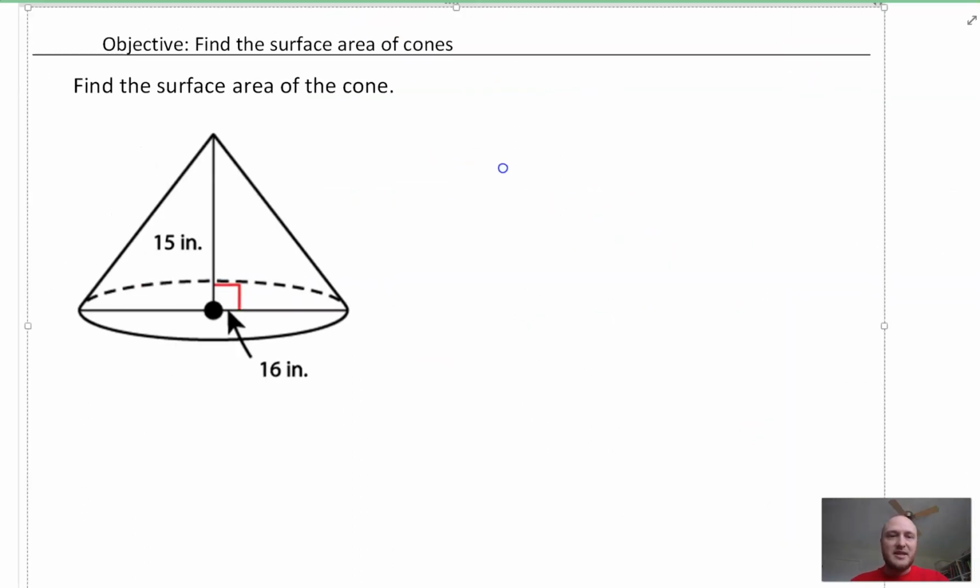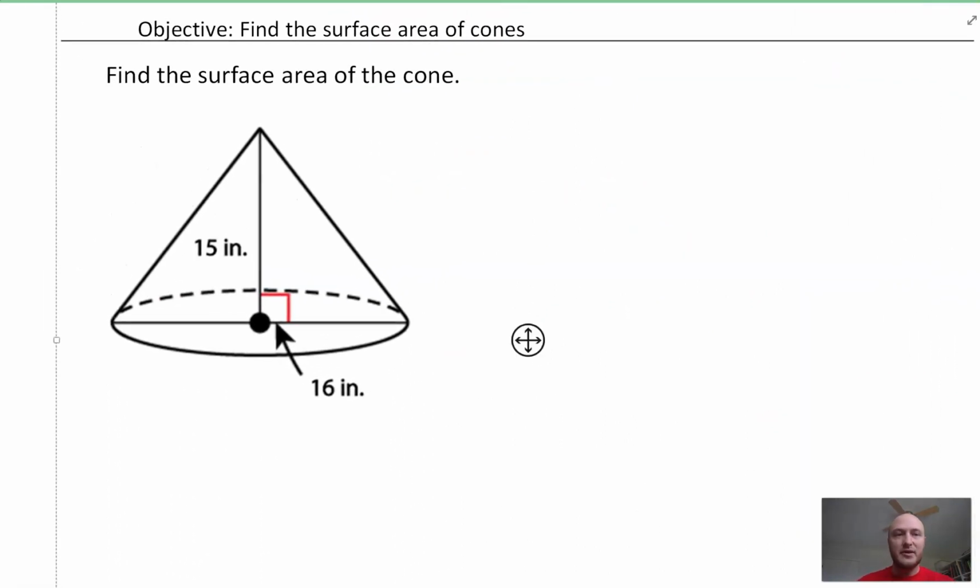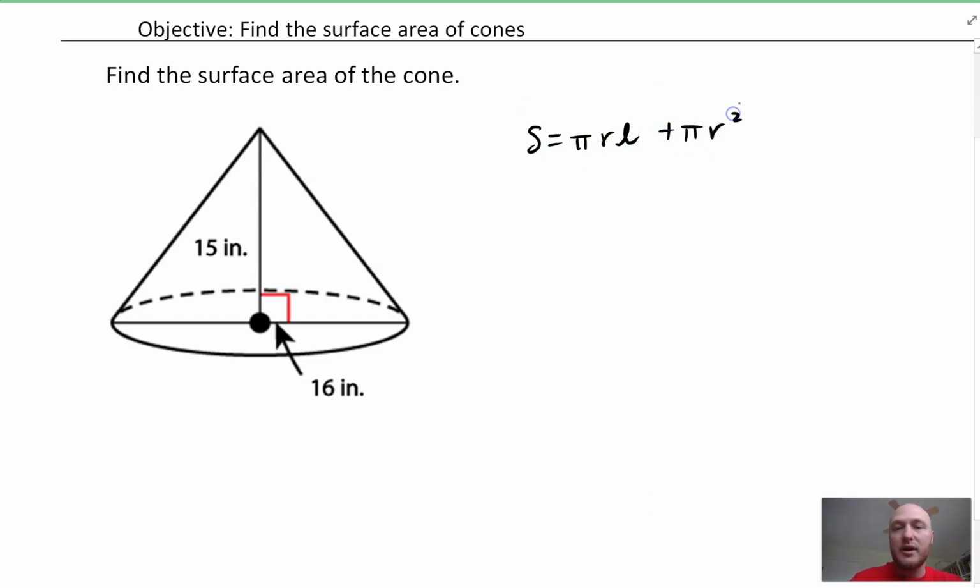Okay, next example. Find the surface area of the cone. I know that surface area is equal to pi r L plus pi r squared. So step 1, what is the radius? Here they give us the diameter. They're trying to be tricky. They say 16 centimeters, but it's all the way across. So what's half of that? 8. Okay, so there's your radius.